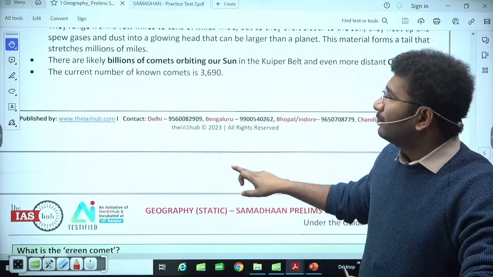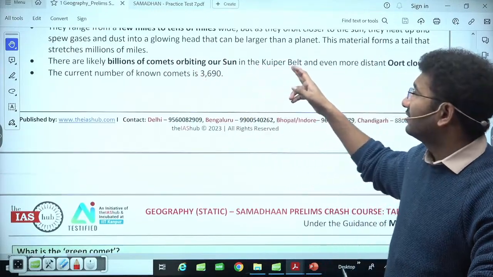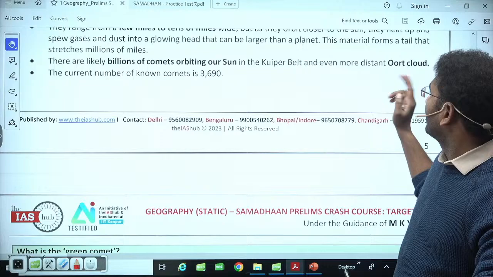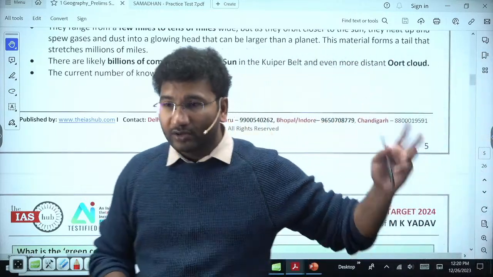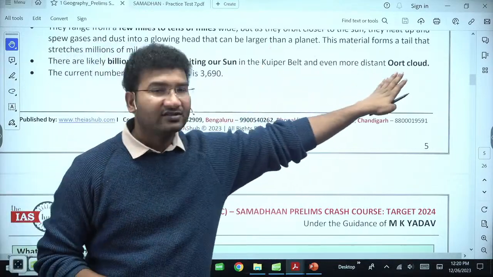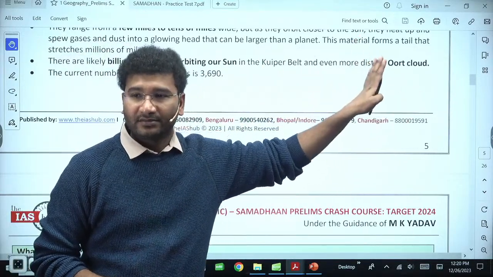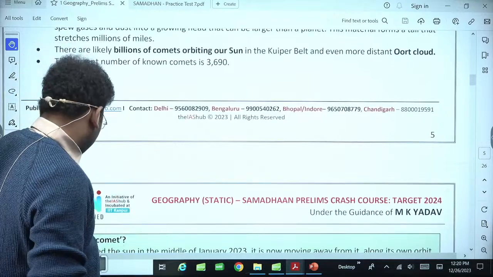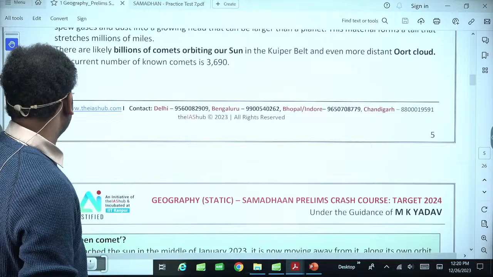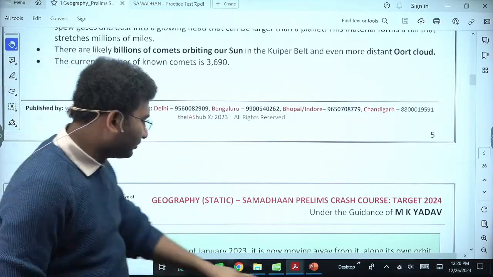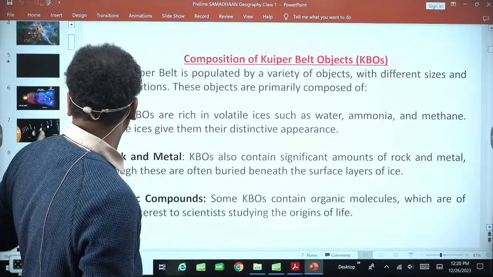So there are billions of comets orbiting around the sun in the Kuiper belt, and at an even greater distance, the Oort cloud also. Now what is this Oort cloud? The Oort cloud is also in the news. Let us try to understand what this Oort cloud is as well, right? Here you have to learn about two different things, that is the Kuiper belt. So what is the Kuiper belt, can anyone tell me? What is this Kuiper belt?